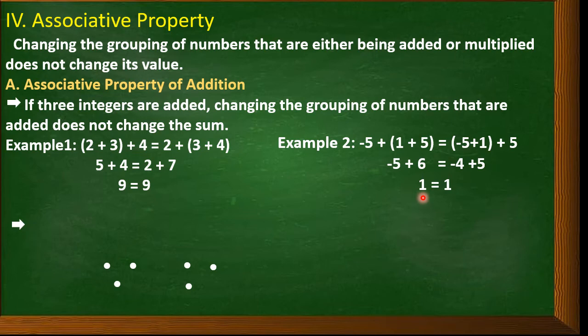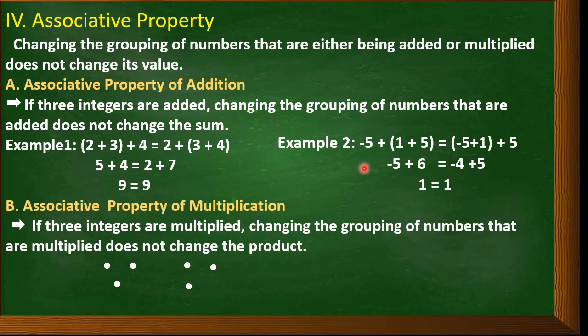Now let's simplify the right side of the equation. Negative 5 plus 1 is negative 4. Bring down positive 5. Now let's add. Negative 4 plus 5, that is also equal to 1. So see, they have the same answer even if we have changed the grouping of numbers.